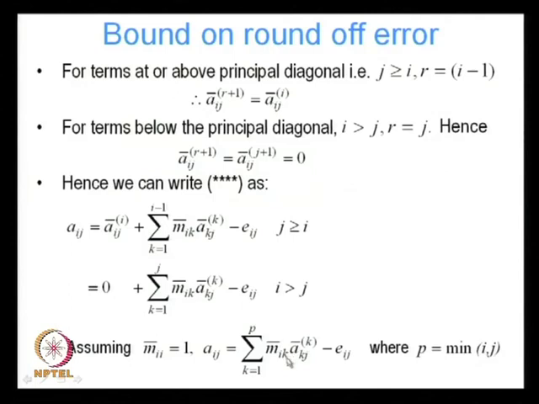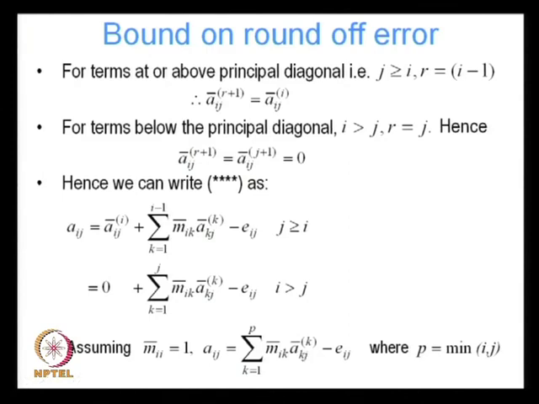Here k is the second index, and k can be as high as only p, and p is bounded by this. So, this term only involves terms which are at or below the principal diagonal, while here this term, since the first index is k and k can be only as high as p and p is bounded by minimum of i, j, this term only involves terms which are above the principal diagonal.